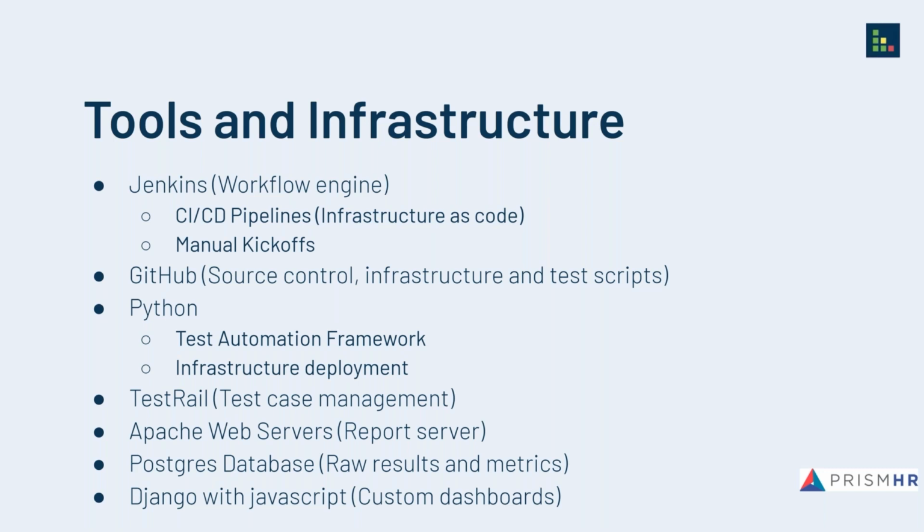So, tools and infrastructure that we use. We use Jenkins for our workflow engine. It's part of our CI/CD pipeline, both for our deployments of code as well as our deployments for automation testing. We also use Jenkins for manual kickoffs. Somebody can actually go into Jenkins and manually kick these things off. It's not fully CI/CD. Well, we do have CI/CD, but we can also do these things manually, because there are times where somebody wants to use their own particular branch, or they want to run something very specific.